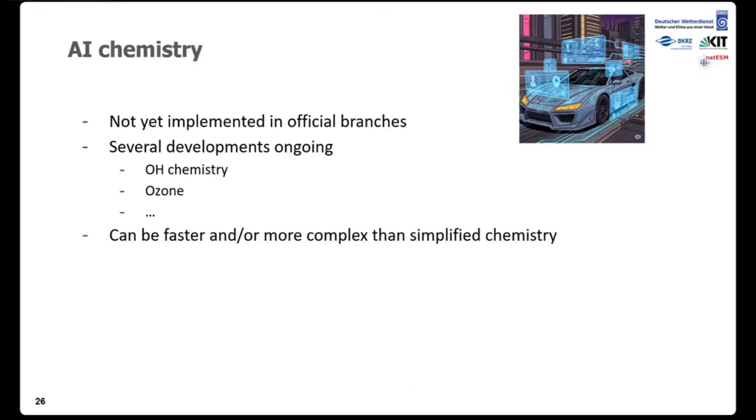And this one can be faster and or more complex than simplified chemistry. So for ozone, it's actually both. So it's a little bit faster and also more accurate than LINOTS. But you have to train a model before, which takes a lot of computing time. So that's also a trade-off.